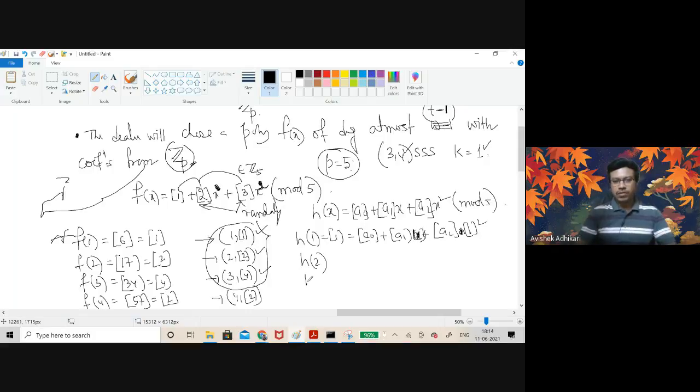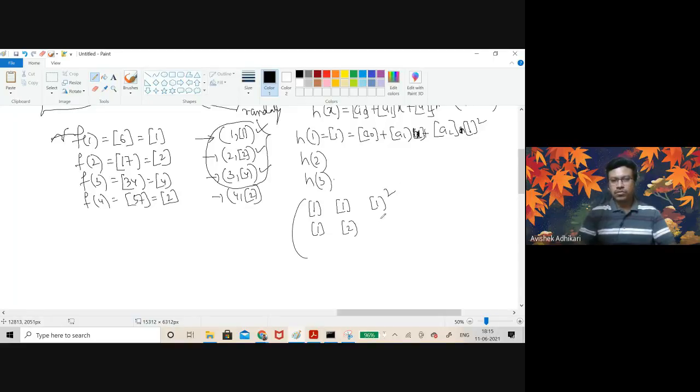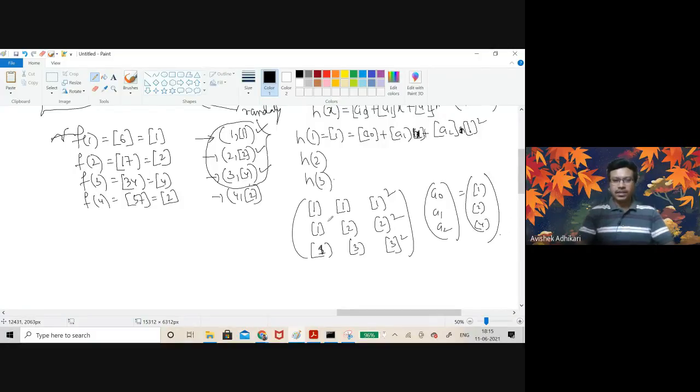Similarly, h of 2, h of 3, and the same Vandermonde matrix will also be here. So you can write it in this way: 1, class 1, class 1 whole square; 1, class 2, class 2 whole square; 1, class 3, class 3 whole square, into a0, a1, a2, and the right hand side will be 1, 2, and 4. Class 1, class 2, class 4. And again, the same thing. This is a Vandermonde matrix.